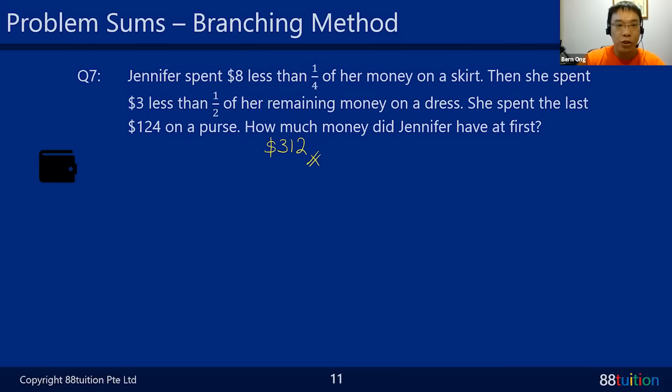All right, so 312 is the answer for question 7. Just take a note of it. Try using branching method. That's a challenge to you. Try using branching.